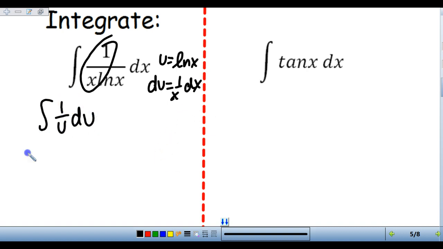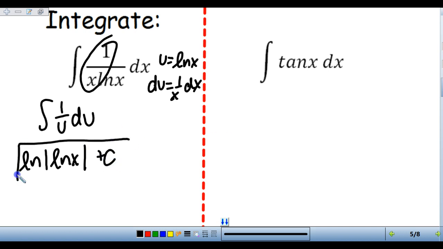Okay, 1 over u integrates to natural log. My u is natural log of x, so I have natural log of the absolute value of natural log of x plus c.